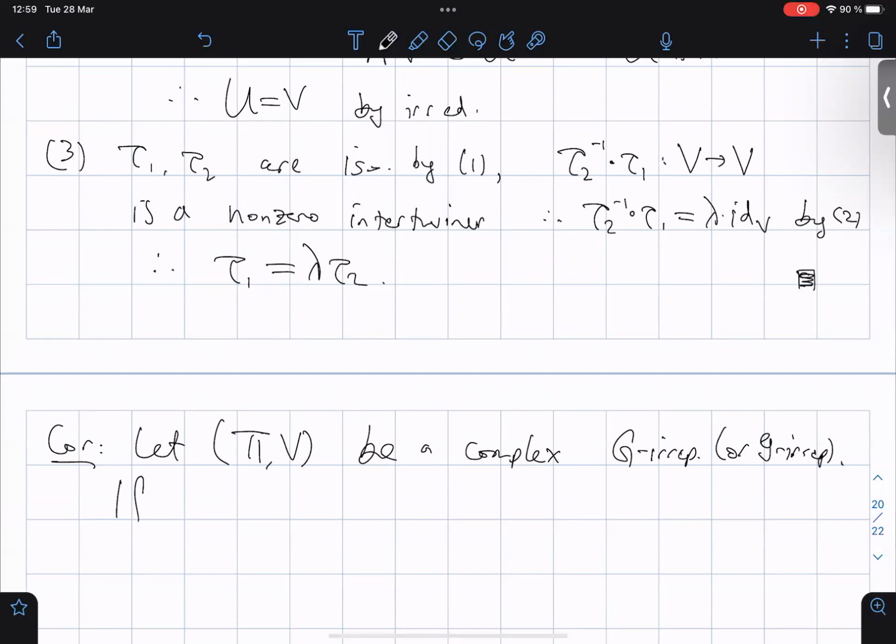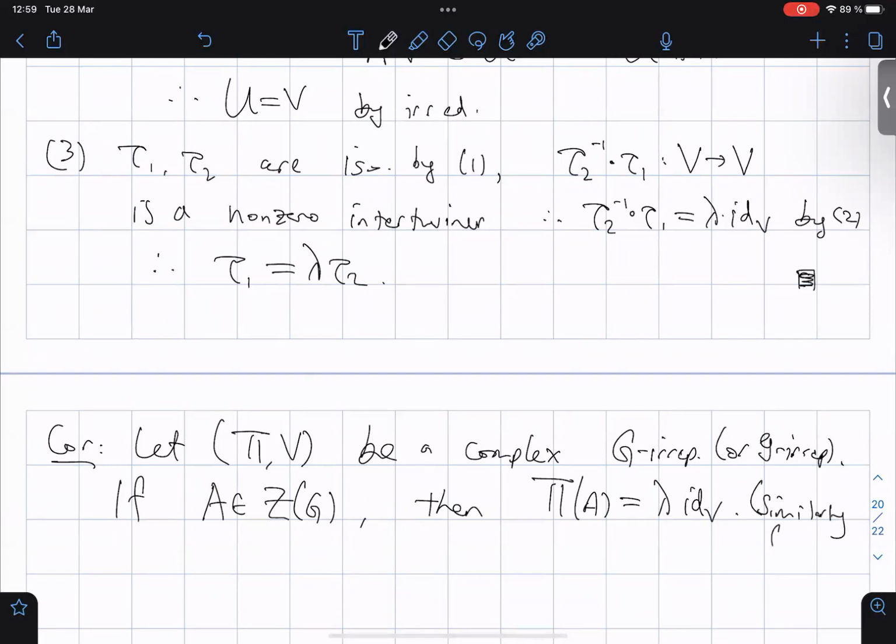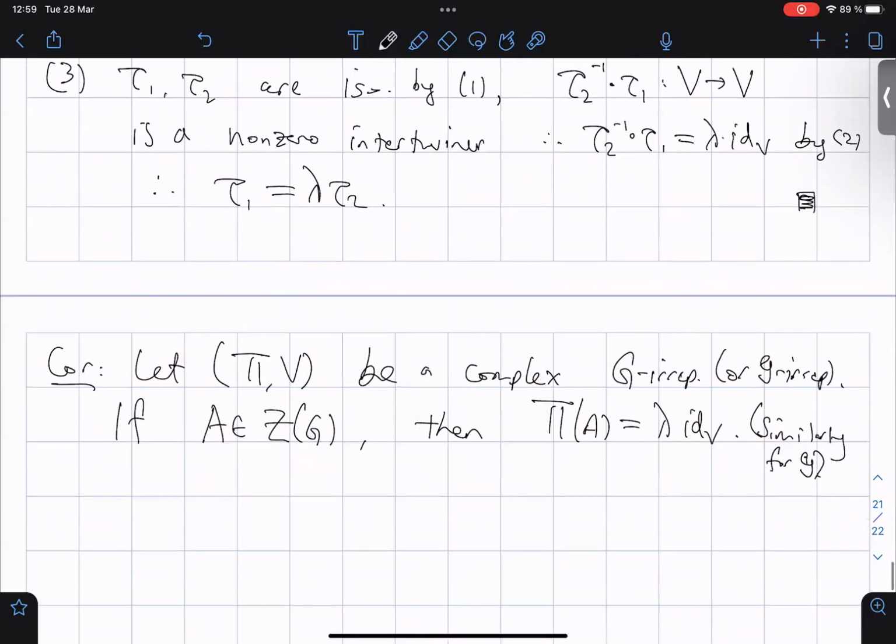If you have something in the center of G, those elements that commute with everything in capital G, then when this acts on this irreducible representation V, it's quite constrained. Namely, it's just a multiple of the identity. And similarly for the Lie algebra. So again, this is pretty straightforward.